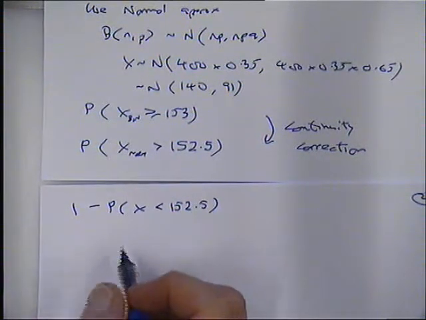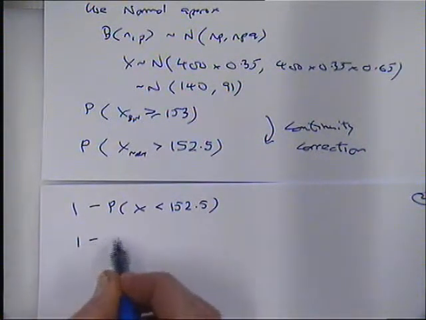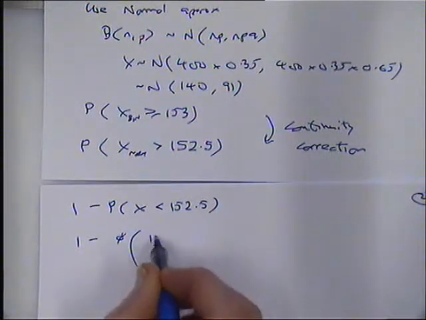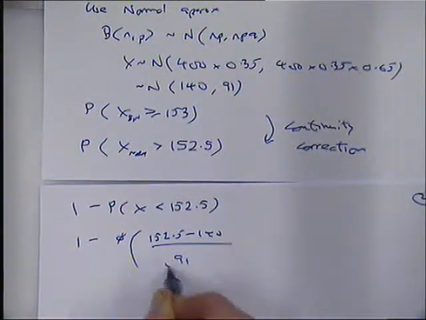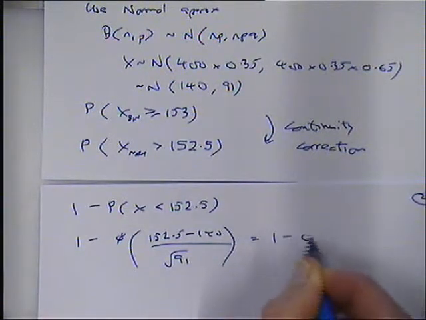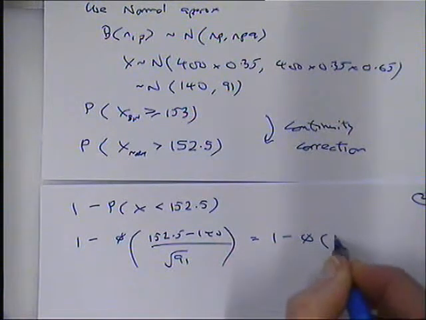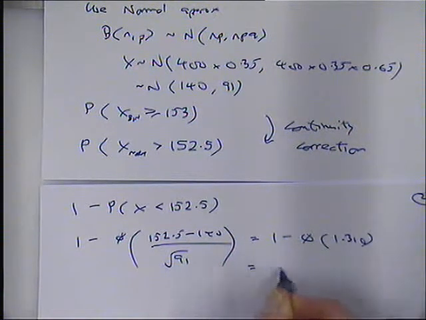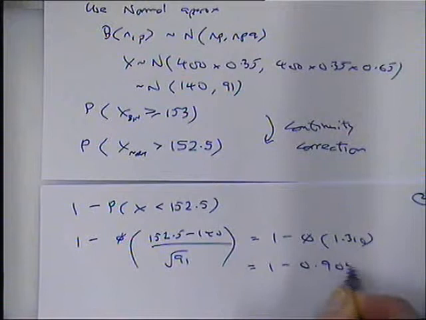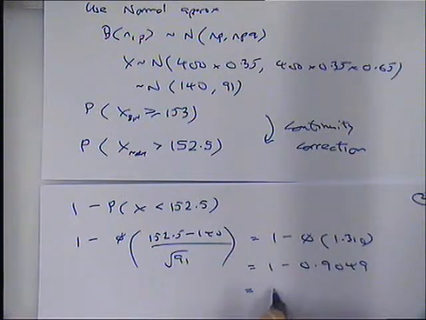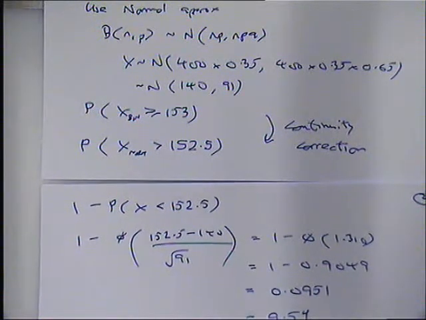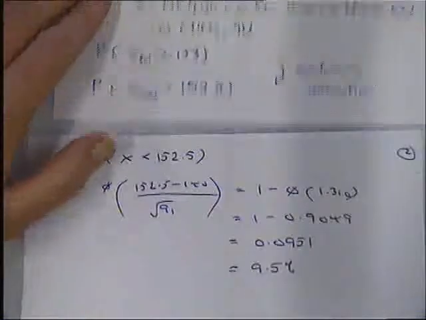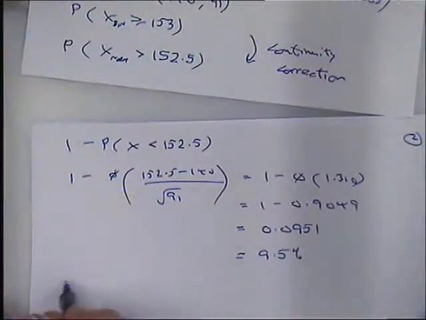Right, we've got 4 or 5 minutes left, so if I tell you now, that works out to be the phi calculation, 152.5 minus 140 over root 91. That comes out to be 1 minus phi of 1.310, which is 1 minus 0.9049, which comes out to be 0.0951, which is about 9.5%.